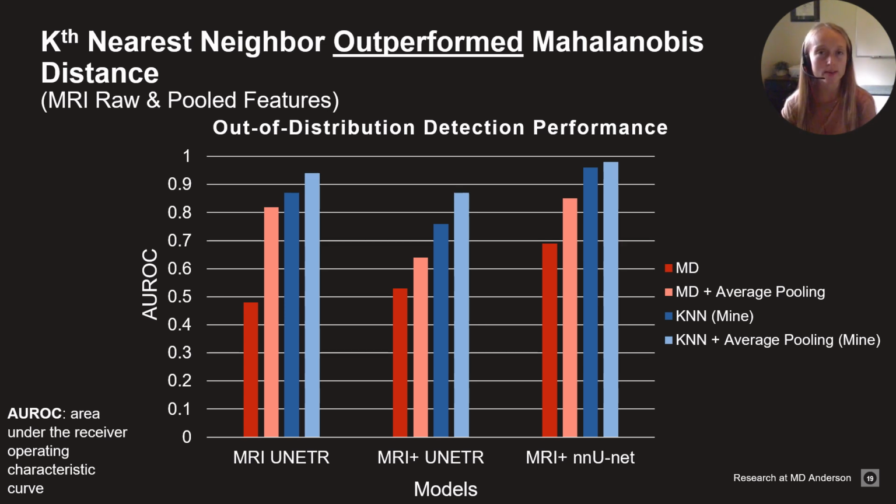Now getting into the difference between the k-nearest neighbors distance and the Mahalanobis distance, we are now looking at our MRI models, and we're looking at the raw and average pooled features. In red, you'll have Mahalanobis distance. In blue, you have k-nearest neighbors. In dark, you have the raw features, and in light, you have the average pooled features. For both these raw and average pooled features, changing the distance to k-nearest neighbors substantially improved the performance, which really brings into question whether segmentation model features are actually Gaussian distributed as the field has previously presumed.